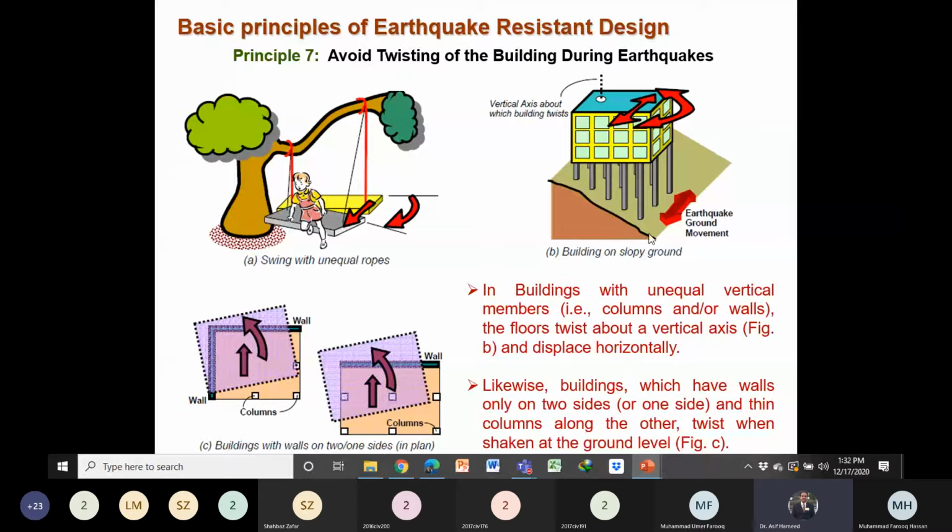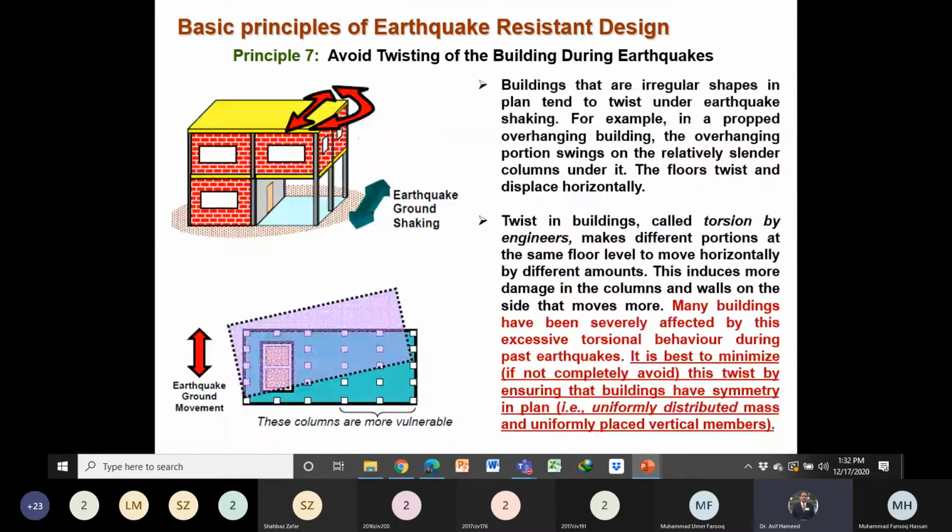So if the building is on a slope, the length of some columns is different from the other columns, smaller than the other columns. Just like in this example, the length of the rope is different. This building can twist, and twisting can cause more damage. This should be avoided in the structure.